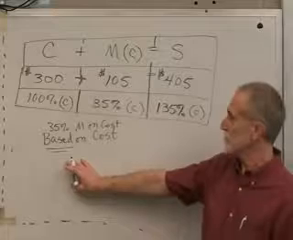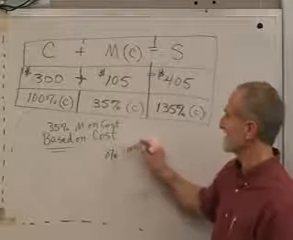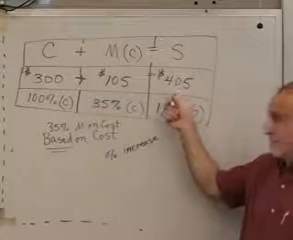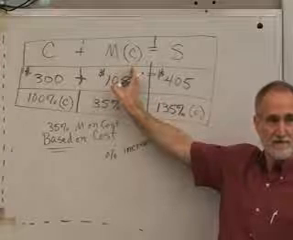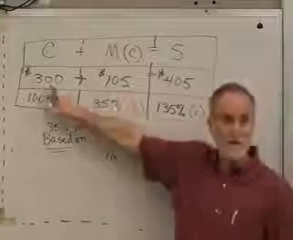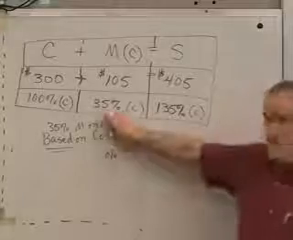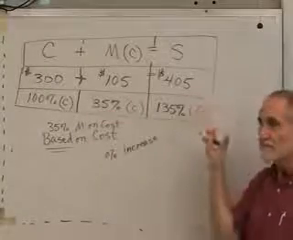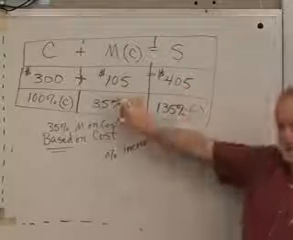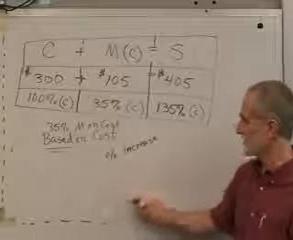Markups based on cost are exactly like percent increase. In other words, when 300 goes up to 405, it went up 105. How significant is that? Well, let's compare it with what it used to be. Take 105 and divide it by 300, you'll get 0.35. That's a 35% increase when 300 goes up to 405. So the math is just like percent increase when we base it on cost.